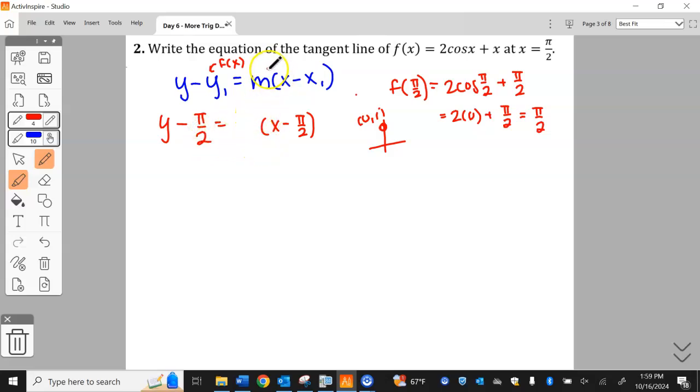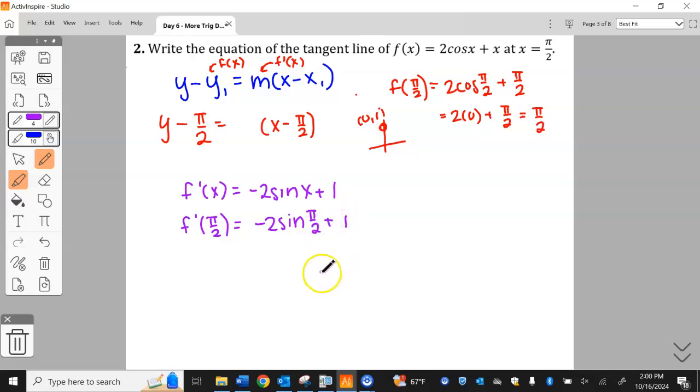Now I need to find my slope. So the slope, that's from the derivative. So I'm going to go back to f of x, and I'm going to take the derivative. So I'll have f prime of x. Okay, the derivative of cosine is negative sine, so that'll be negative 2 sine of x. The derivative of x is 1. Okay. And now I want the slope when x is pi over 2, so I'm just going to plug in a pi over 2. So that'll be negative 2 times sine of pi over 2 plus 1.